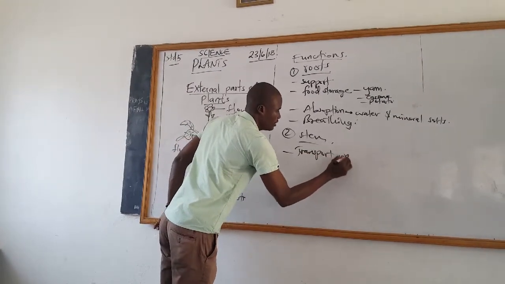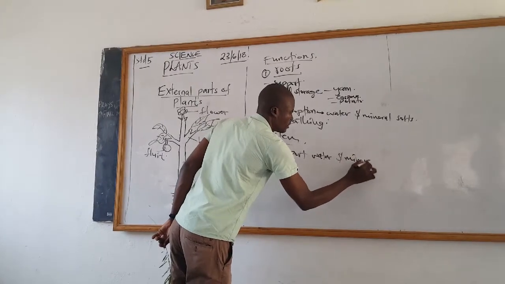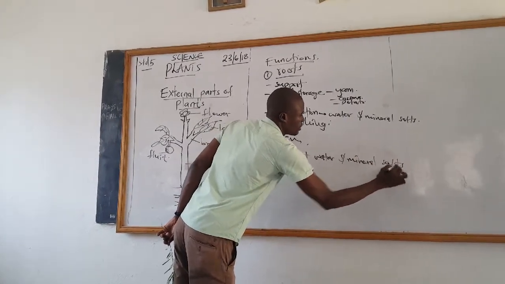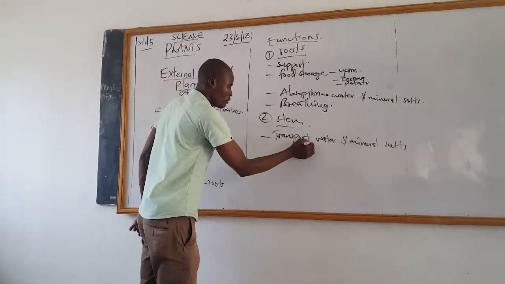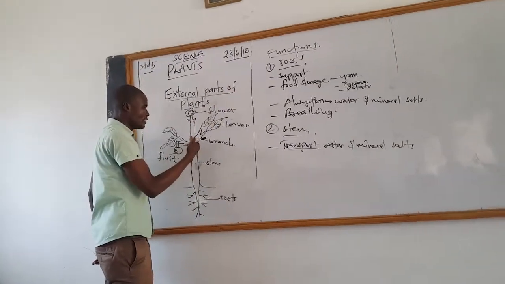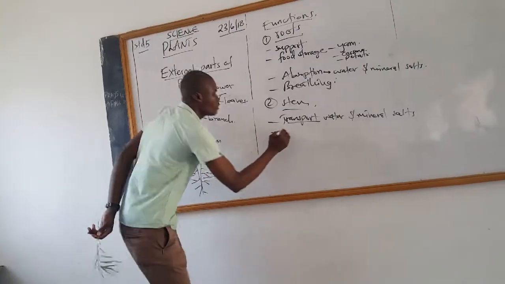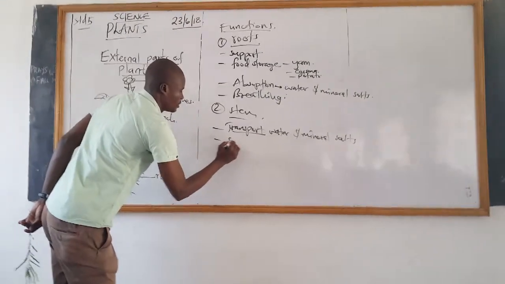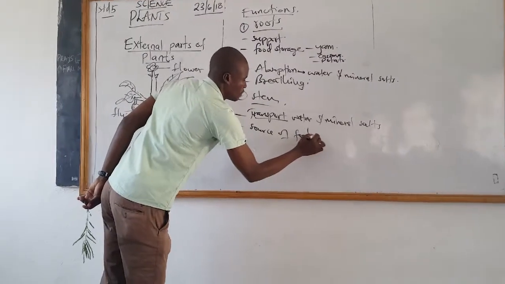Transport water and mineral salts from the roots to other parts of the plant. That is what? It transports water and mineral salts from the roots to other parts of the plant, like the branches and the leaves. Number 2, it's a source of food for some plants.